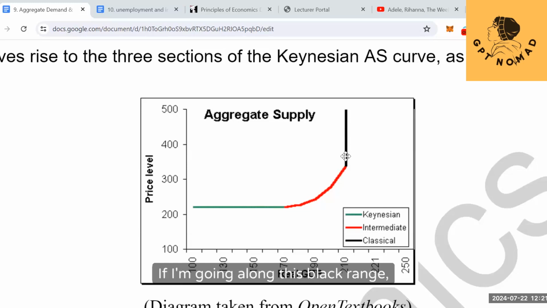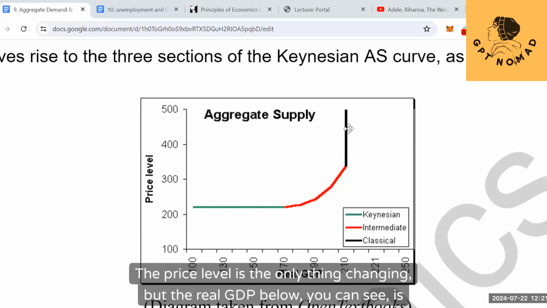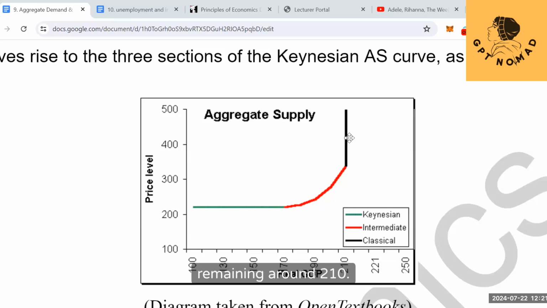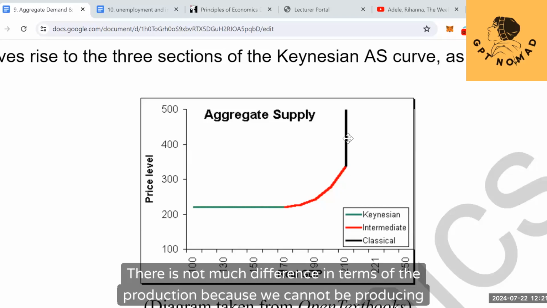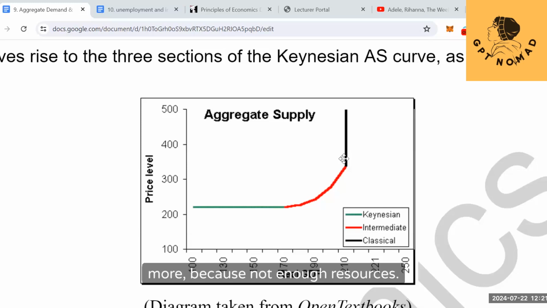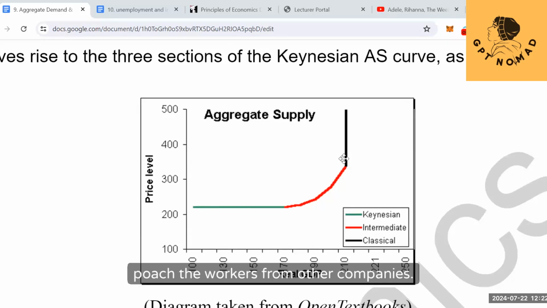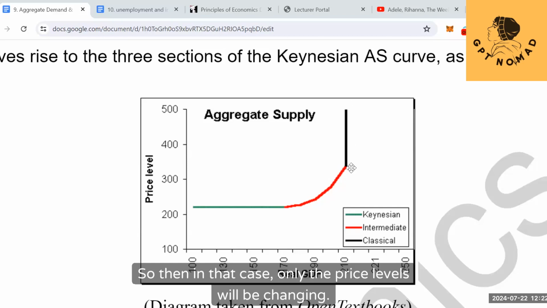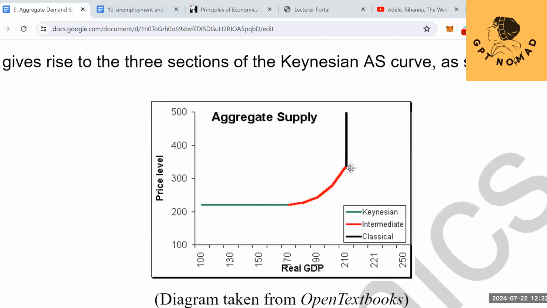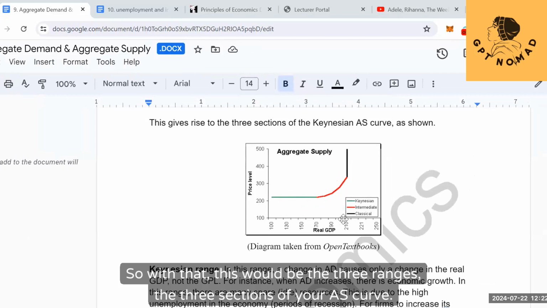If I'm going along this black range, the price level is the only thing changing, but the real GDP below, you can see, is remaining around 210. There is not much difference in production because we cannot produce more, as there are not enough resources. We can reallocate resources, because we can buy them from other companies or poach workers from other companies. So in that case, only the price level will be changing. Okay, so with that, these are the three ranges, the three sections of your AS curve.